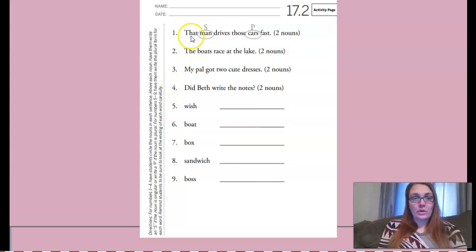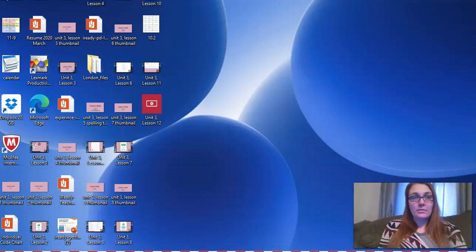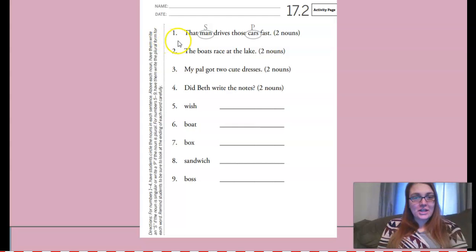Okay, so 17.2 on this page. For 1 through 4, you're going to read the sentence and identify. Okay, little glitch. So for this page, you're going to read the sentence. It'll tell you how many nouns are in the sentence. So for all 4 of them, there's 2 nouns. You're going to circle the 2 nouns.